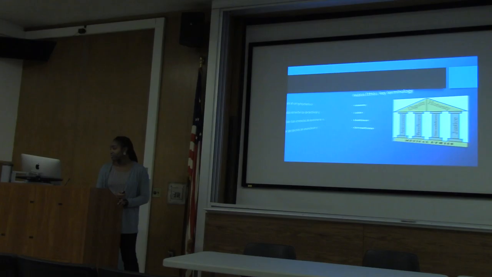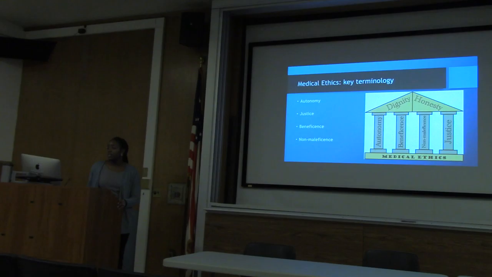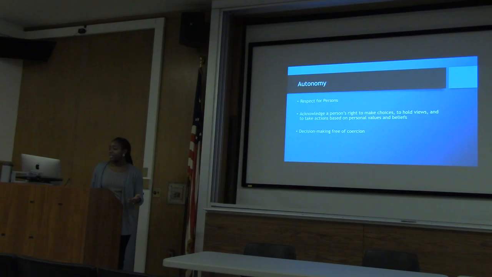So we'll just start with some basic terminology that we all learned in med school. Starting with autonomy. Basically this relates to respect for persons. It's the acknowledgement of a person's right to make choices, hold views, and take action based on their personal values and beliefs. For a patient to be able to have autonomy, you want to make sure that their decision-making is free of any coercion. So they should be explained the risks and benefits of any procedure or medical intervention, and they should know the likelihood of success of that intervention.